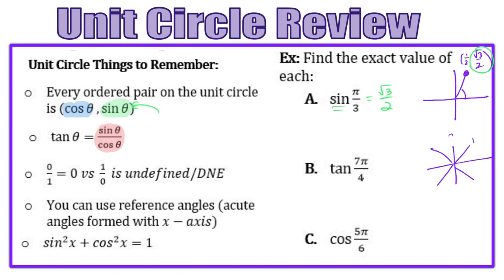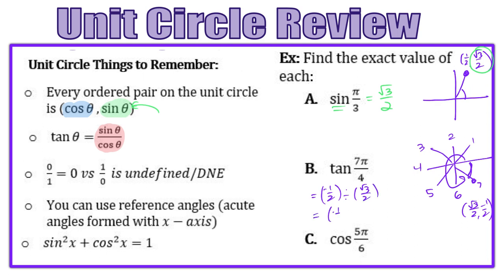Here's 1 pi over 4, 2, 3, 4, 5, 6, 7. So here's 7 pi over 4, so I'm going to use this reference angle. This coordinate here is root 3 over 2, comma, negative 1/2. If we're looking for tangent, we're going to do sine divided by cosine. So that means here we're going to do negative 1/2, that's sine, divided by root 3 over 2.